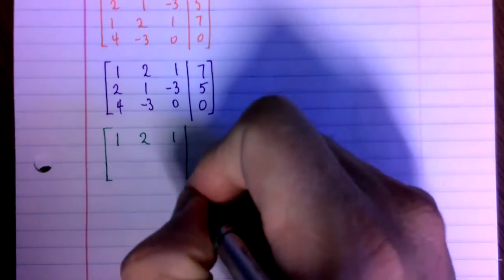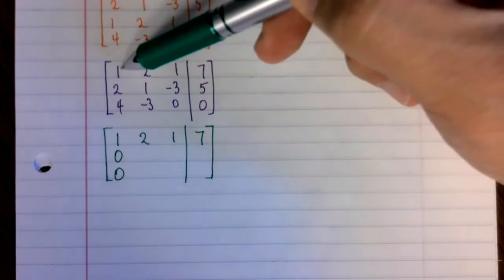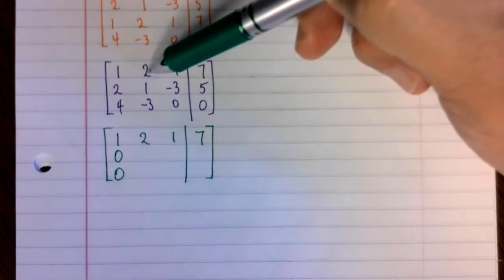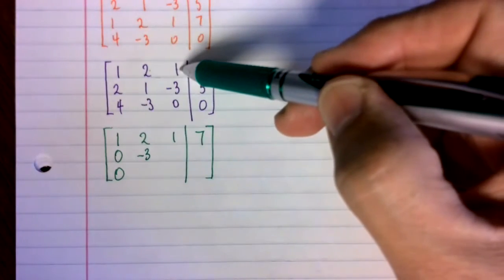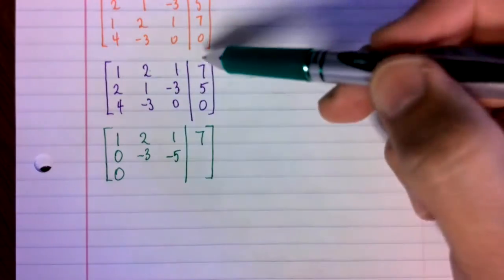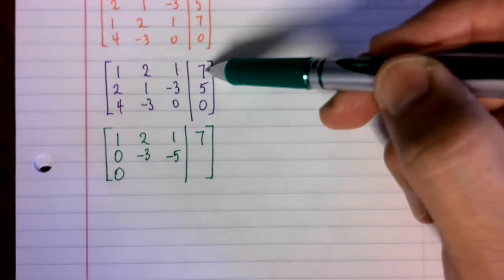Next, I'll do Gaussian elimination. So the top row stays the same. And then I will rig things so that I get zeros on both of the first entries in the next two rows. So I need to multiply the top row by negative 2 and add. Multiply 2 by negative 2, I get negative 4. Add to 1, I get negative 3. Multiply this by negative 2, I get negative 2. Add to negative 3, I get negative 5. 7 times negative 2 is negative 14, plus 5 makes negative 9.